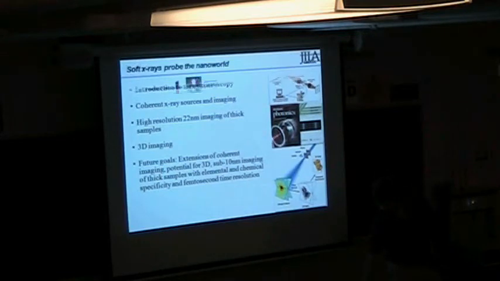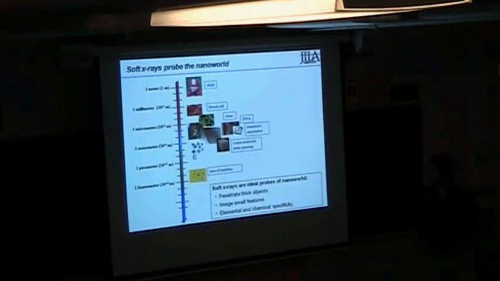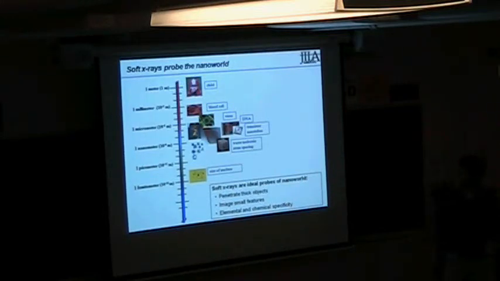So I'm going to start with the introduction. So why would you want to use soft X-rays? There's several reasons why soft X-rays are just a great way to probe things on the nanoscale. That includes the fact that the wavelength is on the scale of 1 to 10 nanometers. And so if you want to do traditional imaging, basically your resolution is set by both the numerical aperture and the wavelength.